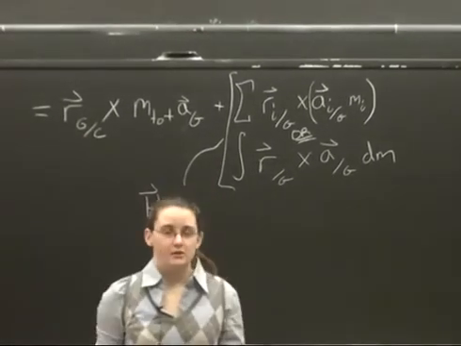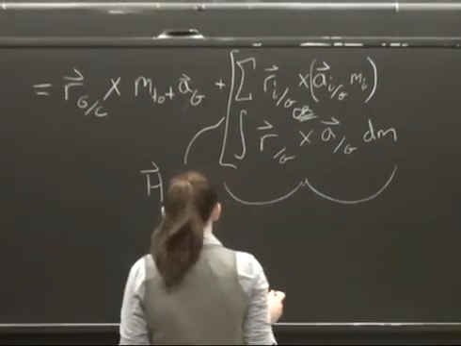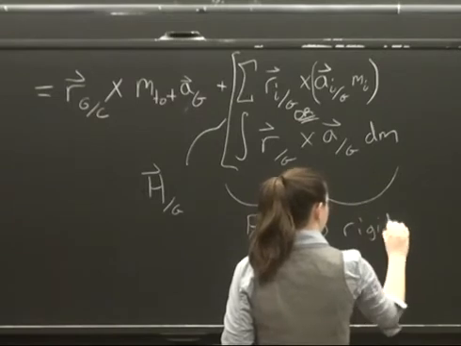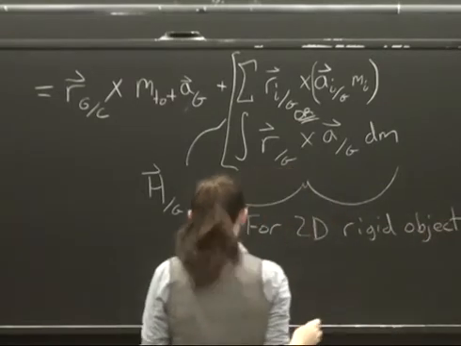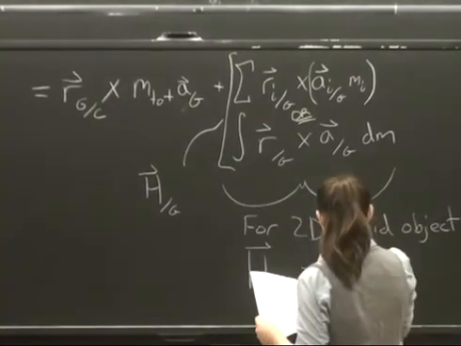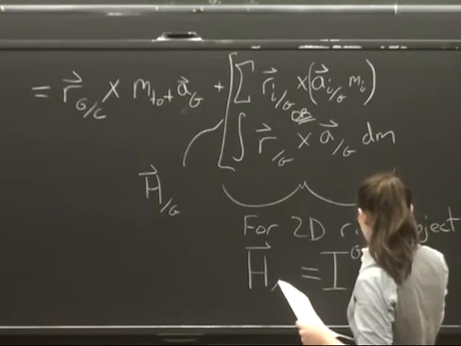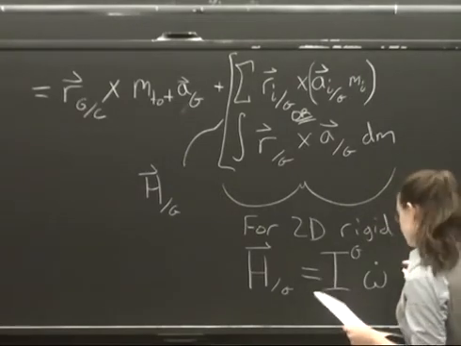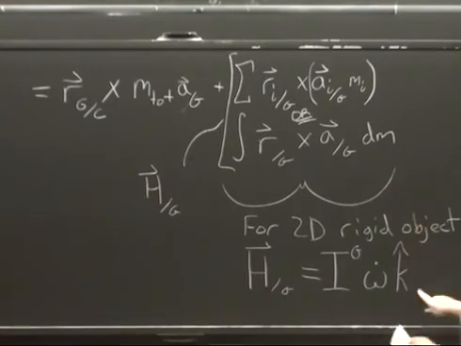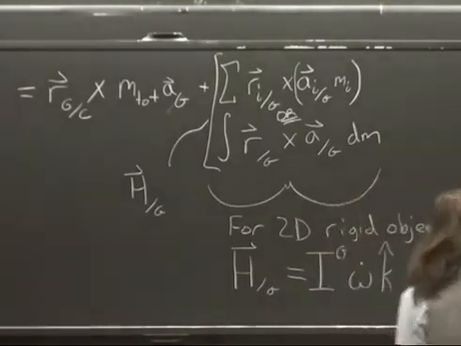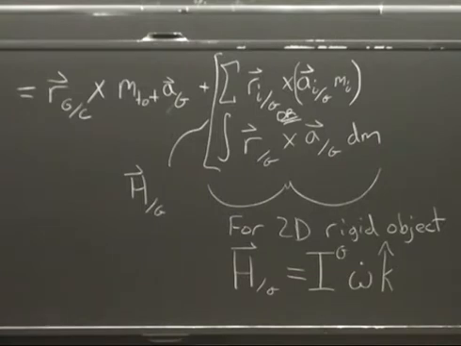And fortunately, in 2 dimensions, which is what we're working in right now, we can rewrite this term as moment of inertia about the center of mass times the change in angular velocity in the k-hat direction. And that's because we're working in the xy plane, so any rotation is going to be in either k or negative k.